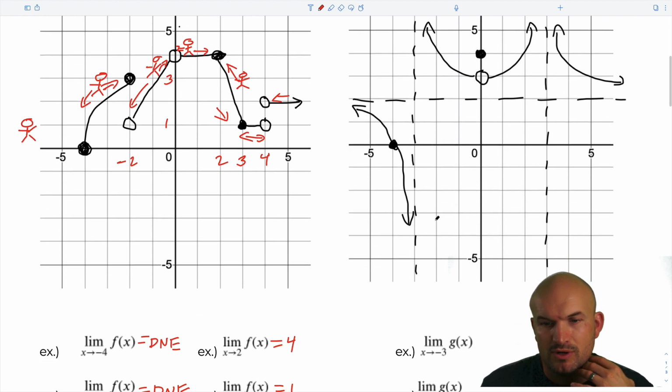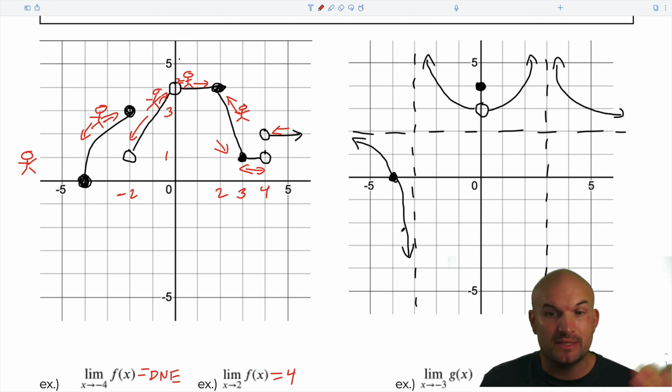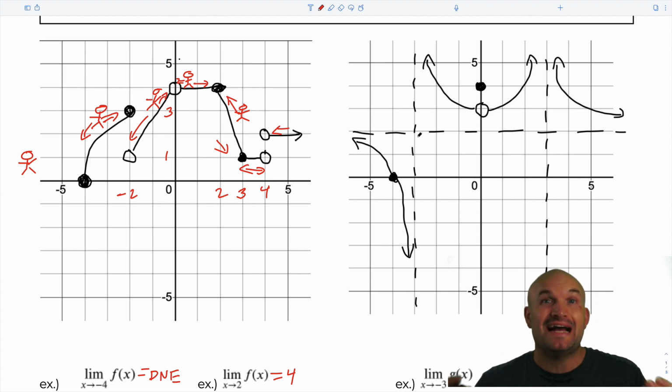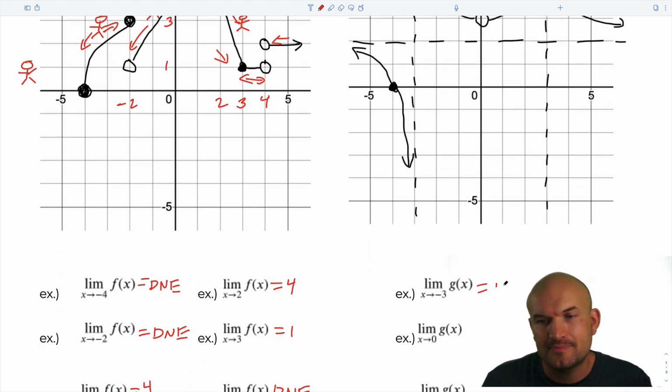All right, let's look at the next function, graph g of x. So this one is what is the graph approaching as we're getting closer and closer to negative 3? So we look at this at negative 3, and you can see this is an asymptote, right? And you can see that from the left, it's going really, really far down to negative infinity, and from the right, we're going really, really far high up to positive infinity. So since we're not approaching an actual finite value, we say that the general limit does not exist.